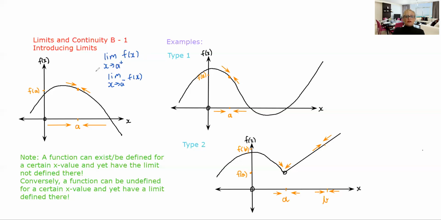If they both equal each other, then we say the limit exists. And in this case, the limit is just f of a.